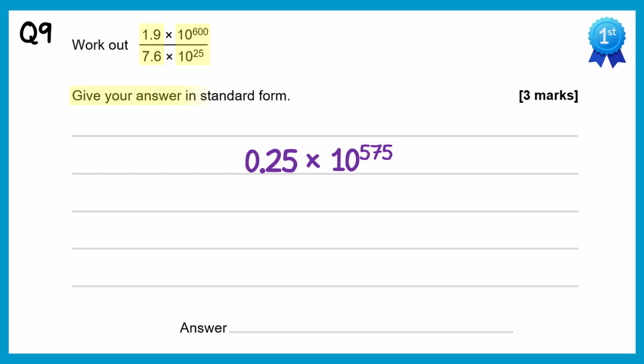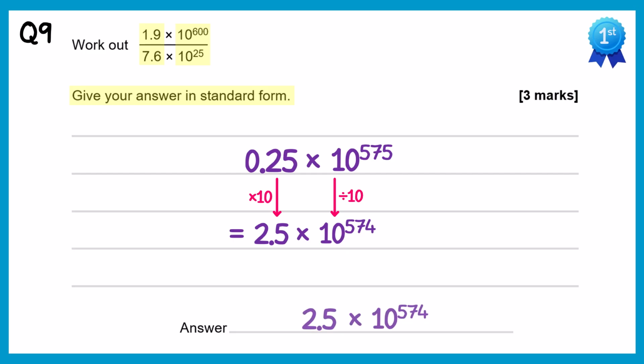This question does say to give your answer in standard form, and at the moment this number is not in standard form. We need that first number to be between 1 and 10. 0.25 is too low. So if we multiply 0.25 by 10, it will end up at 2.5, which is okay, because that's now between 1 and 10. But if we've multiplied that by 10, we should divide this by 10 to keep it the same number. If you divide this by 10, you'll reduce its power by 1, so it will now be 10 to the power 574. And that's the answer to the question.